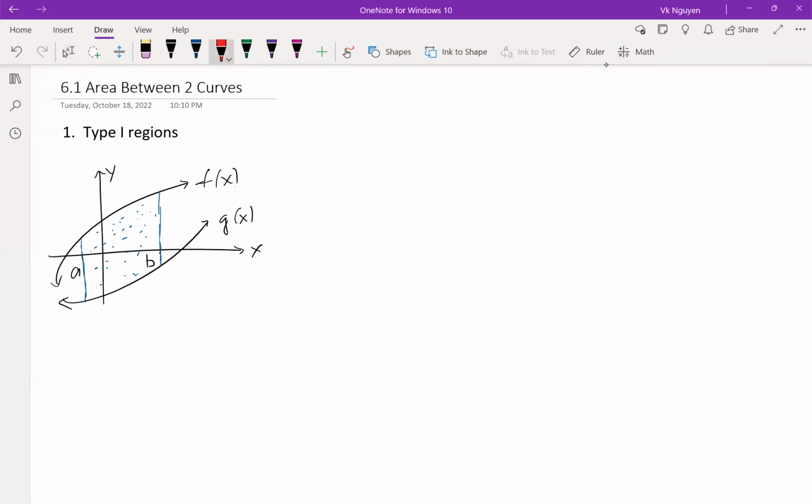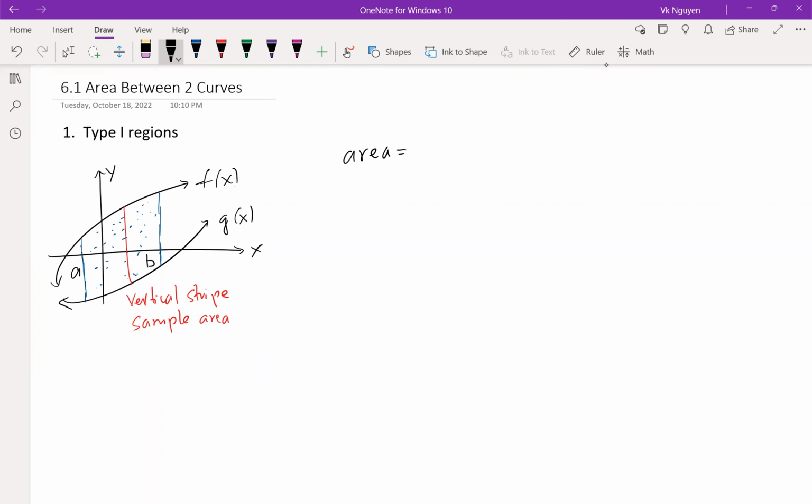We can sketch a stripe. This is a vertical stripe. The vertical stripe has a sample area. So to get the area of the entire region, we're gonna add the sample areas, add them up.